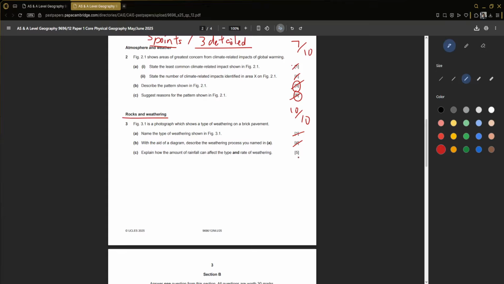For 3C, it's explain how the amount of rainfall can affect the type and rate of weathering. So this question is kind of mean, I think. It's 5 marks, and you have to explain both type and rates in relation to rainfall. But it's very doable, and I wrote too much for this, I believe. I wrote more than a page, which you don't have to do to get 5 marks.